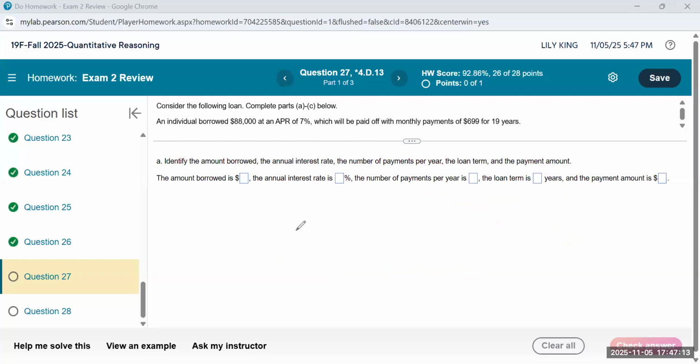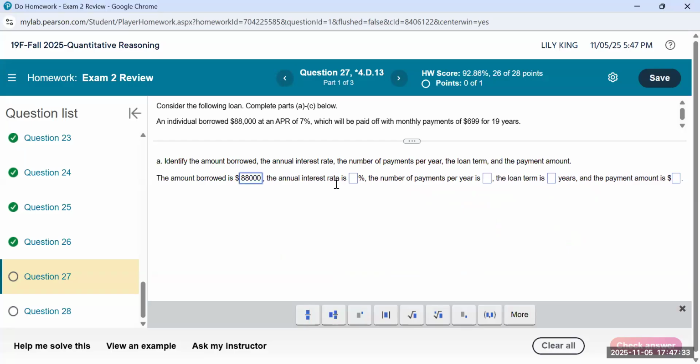An individual borrowed $88,000 at an APR of 7%, which will be paid off with monthly payments of $699 for 19 years. Now, we're going to use the information provided to fill in the blank spaces we have. Now, we know the amount borrowed is $88,000, so that is what you put in this box. The annual interest rate is 7%, you put 7. The number of payments per year is just 12. The loan term is 19 years, and the payment amount is $699.